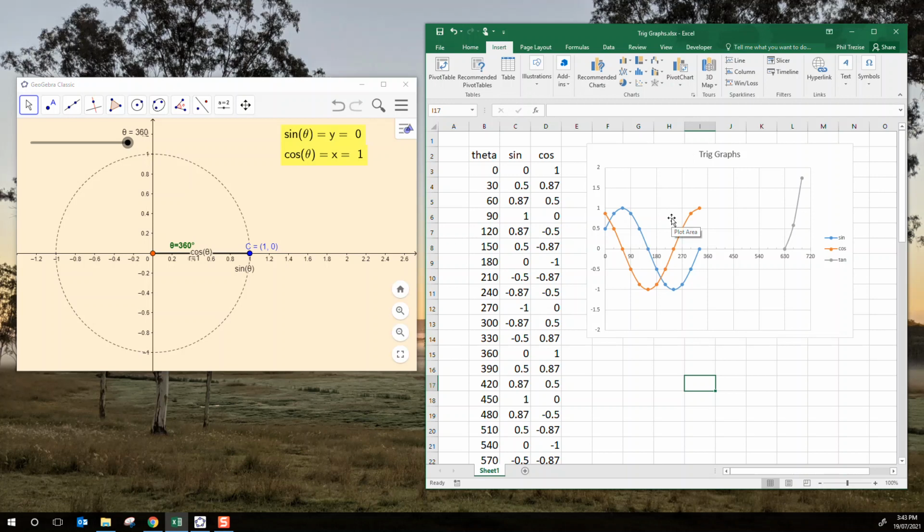But that's okay. You get the idea. We're graphing the sine and the cosine function across 2 cycles. That's what we did in class this afternoon.